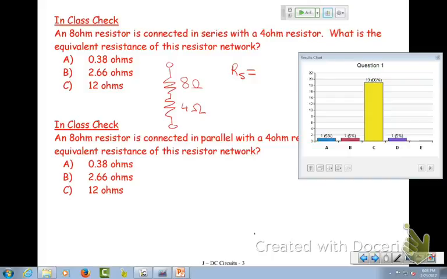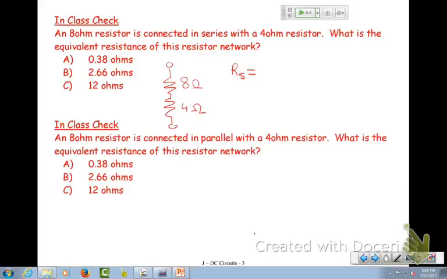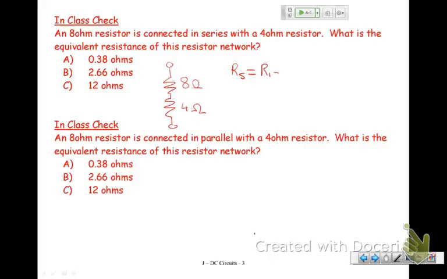And most people are saying C, so let's see if that's right. In series, R series equals R1 plus R2. So R series is equal to literally 8 plus 4, which equals 12 ohms.